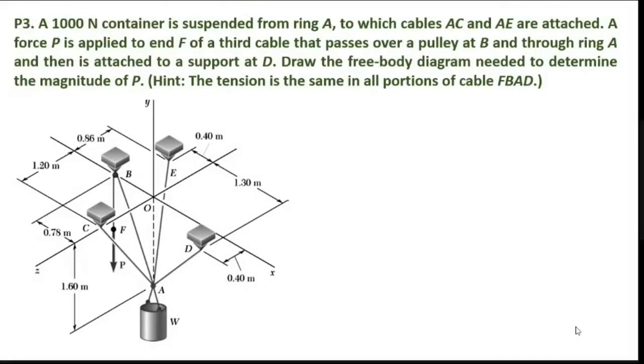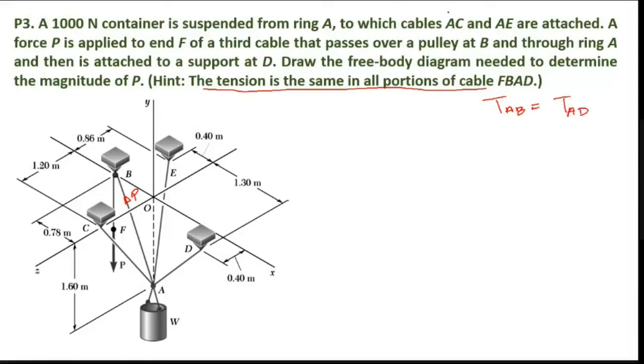Okay, let me consider this. It looks somewhat complicated. So you have a 1000 Newton container which is suspended in a ring A, to which cables AC and AE are attached. They say that the tensions are equal, which means from F to B, B to A, and A to D, so the tension in AB is equal to the tension in AD.